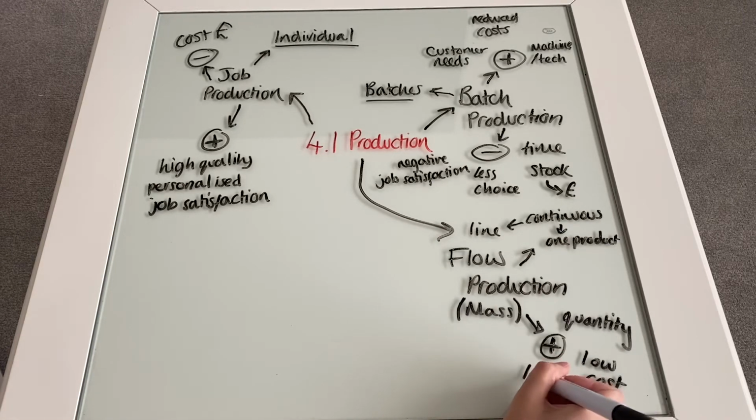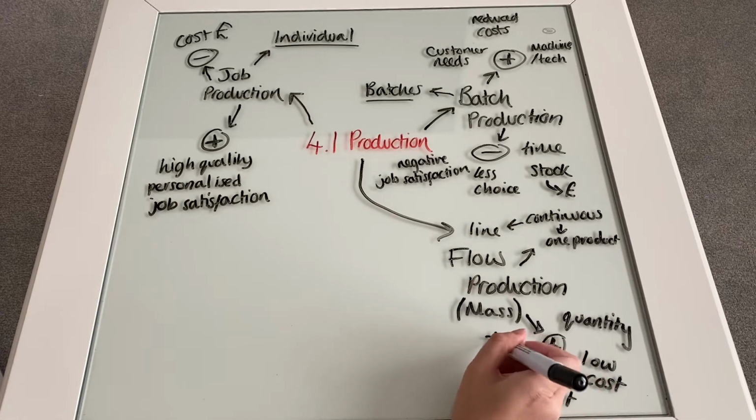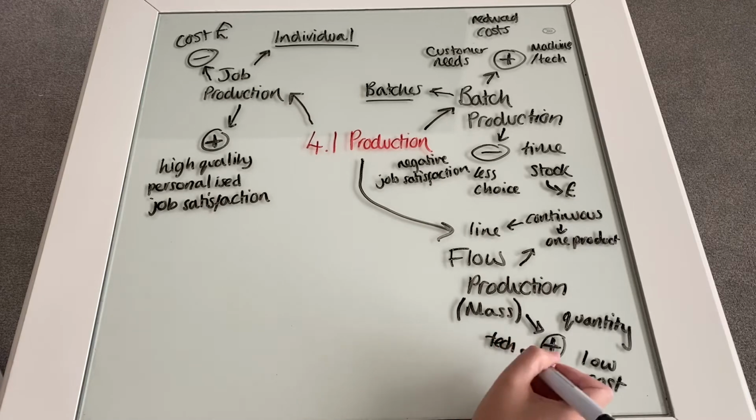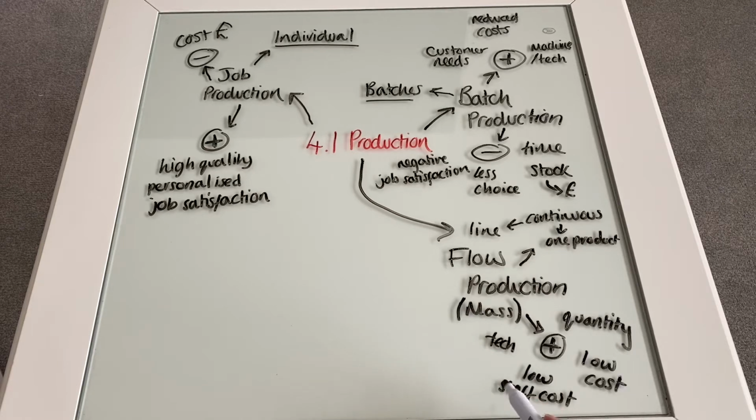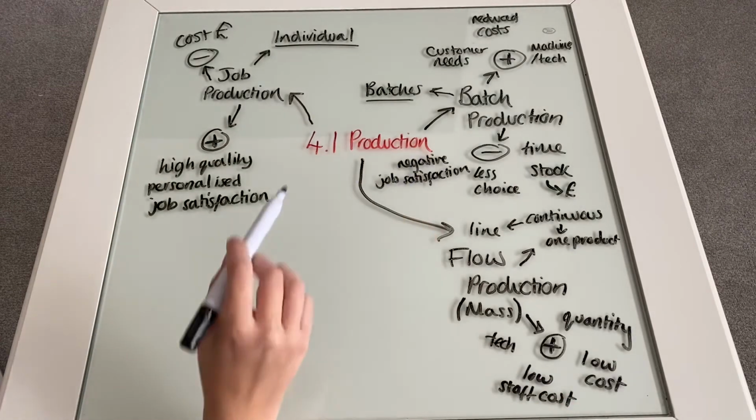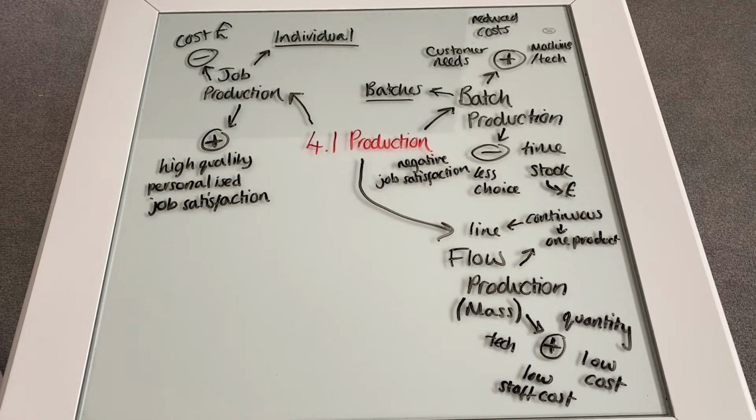You've got low staffing costs, probably because you've got machinery to do that job for you. And actually, one advantage is technology, and I'll go on to that later. But basically, with technology, you've got the chance to put in some sort of personalisation. So, for example, changing the paint colour on your Fiesta. It's not going to be as advanced as if you were doing job or batch production, where if you were making a Rolls Royce, you could customise every single minute detail. But because of technology in flow production, you can have some element of personalisation.